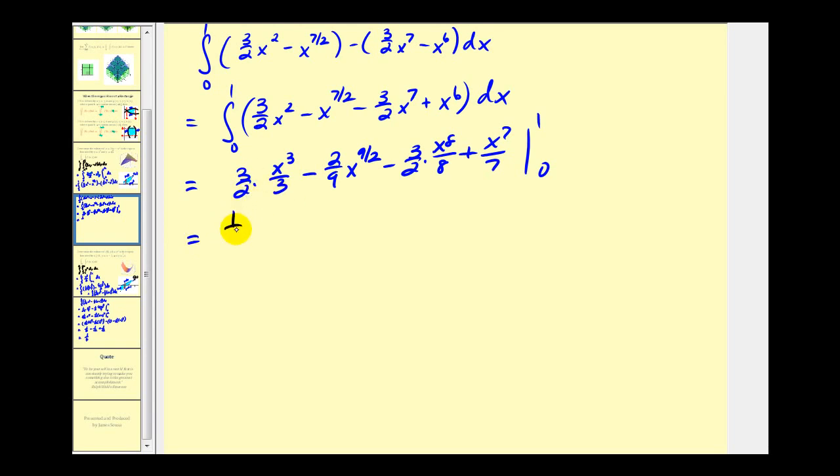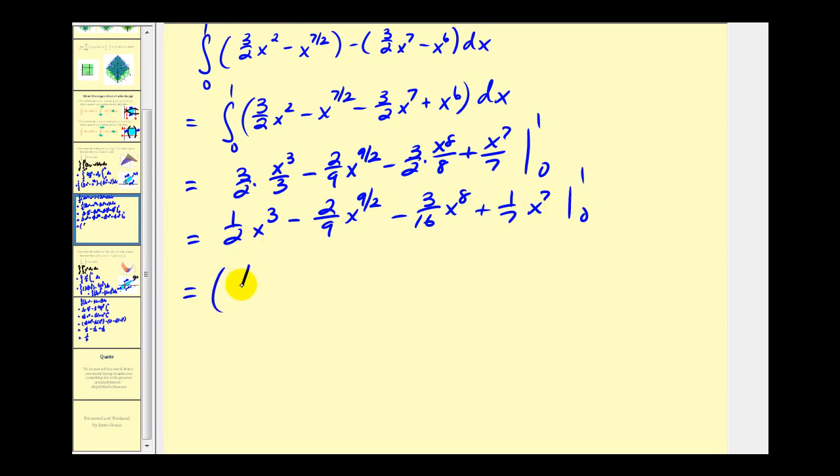This is going to be 1/2 x cubed. One thing we can do here, it's going to be minus 3/16 x to the 8th plus 1/7 x to the 7th. Okay, so when x is equal to 1, we'll have 1/2 minus 2/9 minus 3/16 plus 1/7 minus, and then when x is 0, all of these terms will be 0.